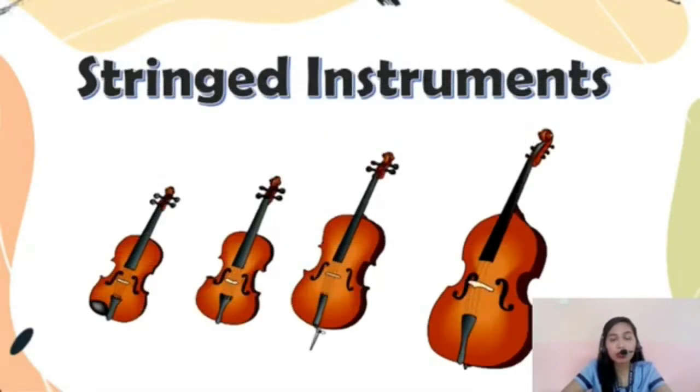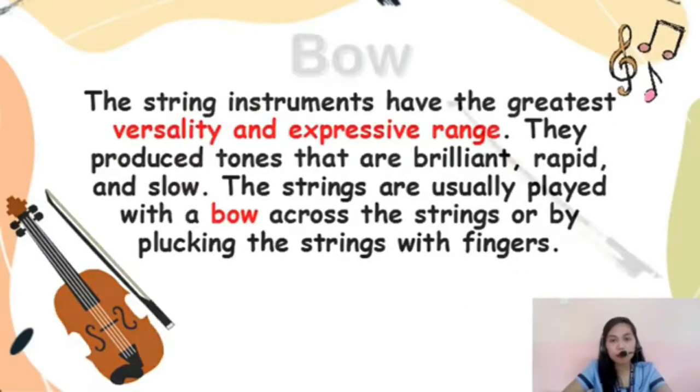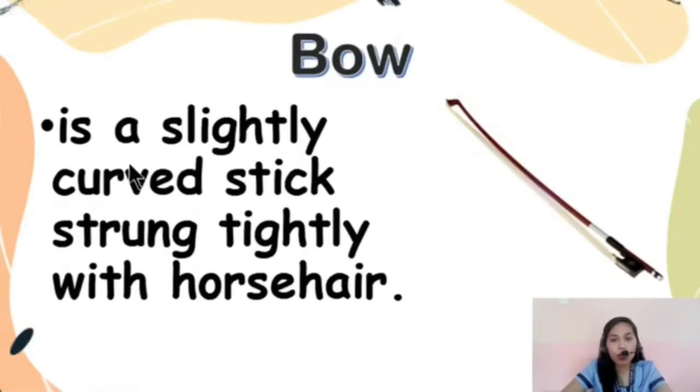So first, let us learn about the string instruments. The string instruments have the greatest versatility and expressive range. They produce tones that are brilliant, rapid, and slow. The strings are usually played with a bow across the string or by plucking the strings with fingers. The bow is a slightly curved stick strung tightly with horsehair.